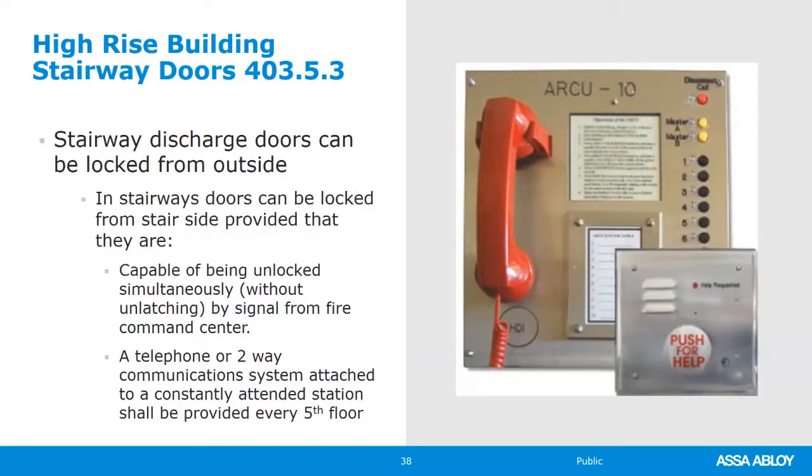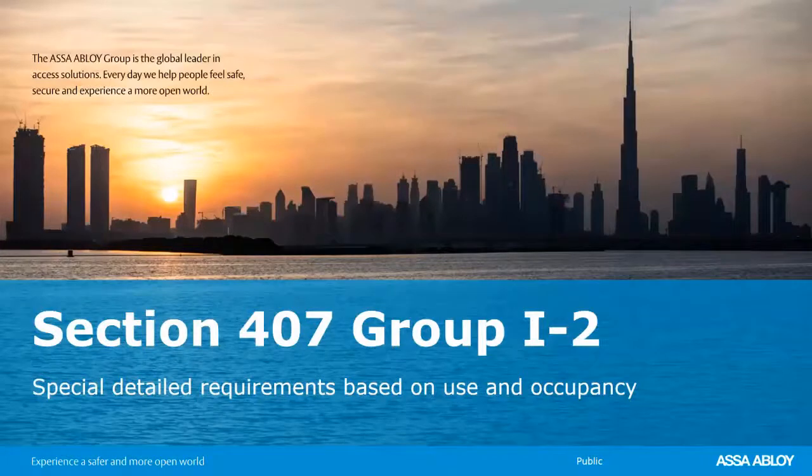Now let's look at some hardware specific just to I2 occupancies. In Chapter 4 of the IBC, and a lot of people overlook this, so I want to make sure you know where this is found. In Chapter 4, there are special detailed requirements based on use and occupancy. And healthcare, I2, gets their own section, Section 407.